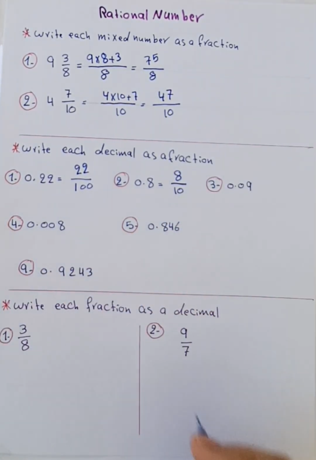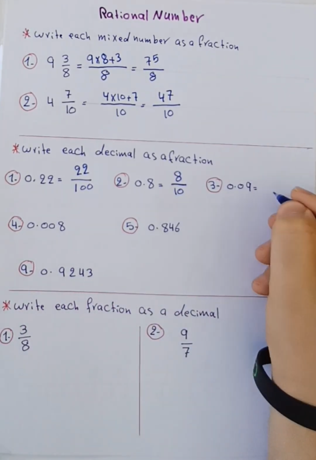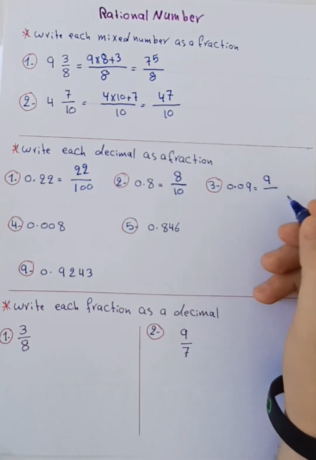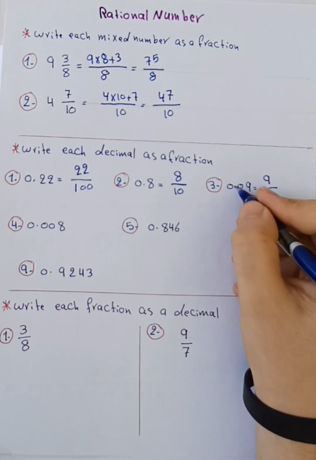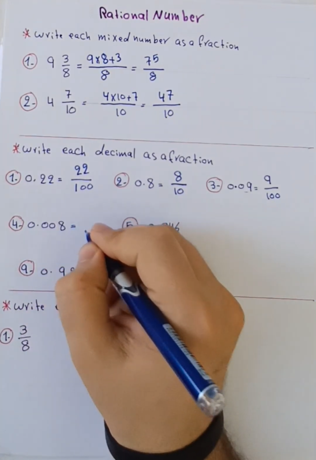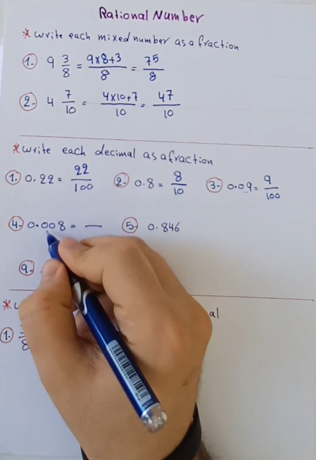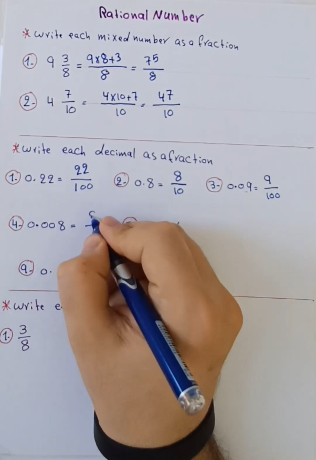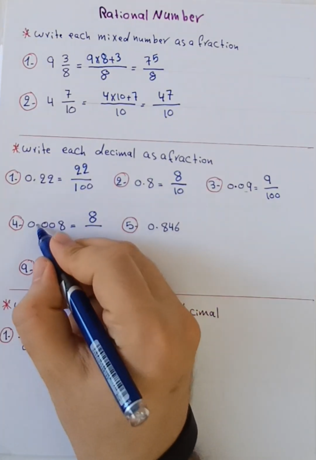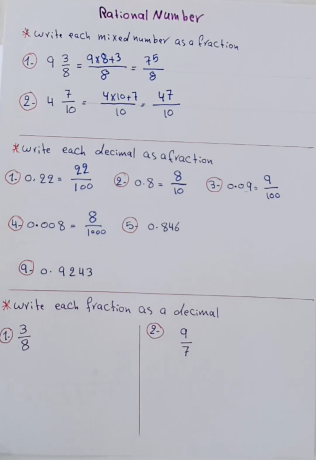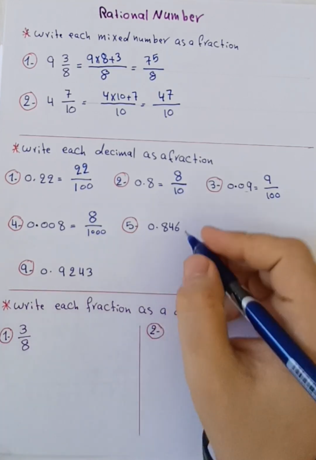Example number 3, we have 0.09. We have to write the number after this point as a numerator. We have 9, and for the denominator we have two numbers after this point, so you have to write 100. Example number 4, after this point we have 008, so it doesn't need to write 00. You have to write only 8 out of, after this point we have three numbers, so you have to write 3 zeros with 1, so 8 out of 1000.